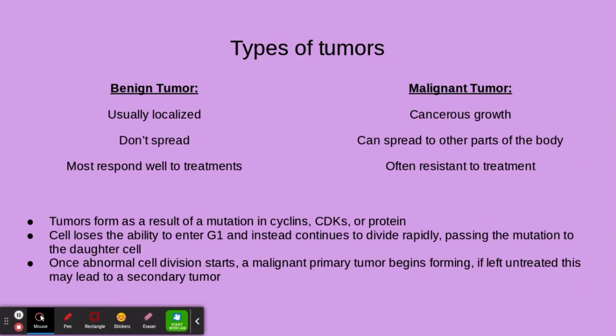Some other things to know about tumors are that tumors form as a result of a mutation in cyclins, CDKs, or proteins. Cells lose the ability to enter G1 and instead continue to divide rapidly, which passes the mutation onto the daughter cells. And last, once abnormal cell division starts, a malignant primary tumor begins forming. If this is left untreated, this may lead to a secondary tumor.